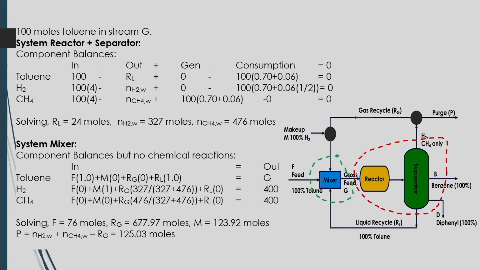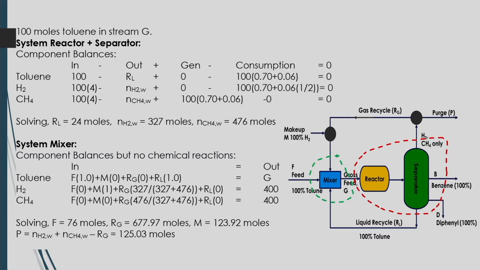Now, let us solve this problem one way. If we consider 100 moles of toluene in stream G after the mixer, and we consider the system as the reactor and separator, both units together as a system, and then do the material balance for each component, then what can we write?